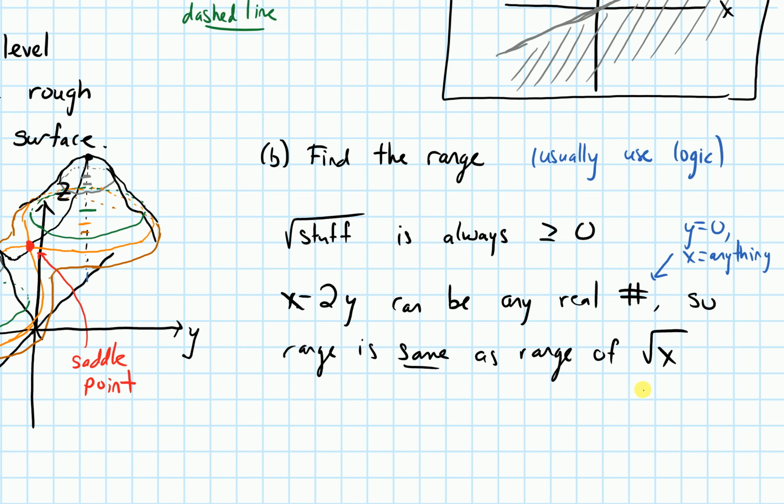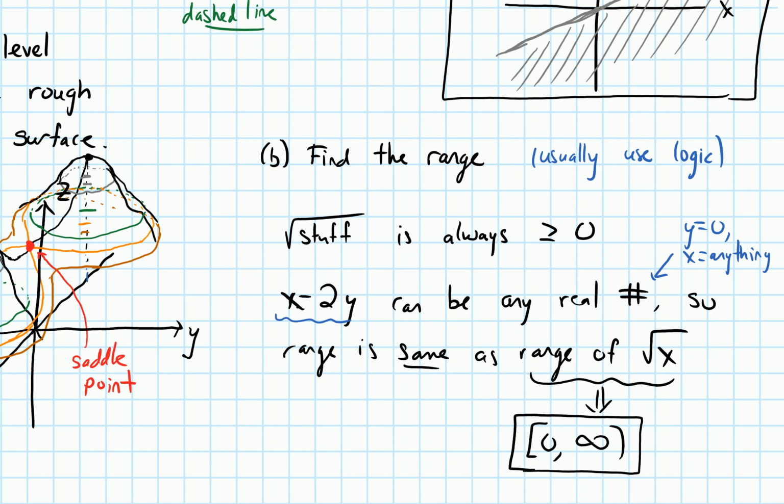And that range is all non-negative values. Starting at 0, I put a bracket because I do include 0, and I go onwards to infinity. That's my range. In other words, there's nothing about x minus 2y being inside my function that limits what the range would be compared to the range of just the square root of x, as we're used to from one variable functions.